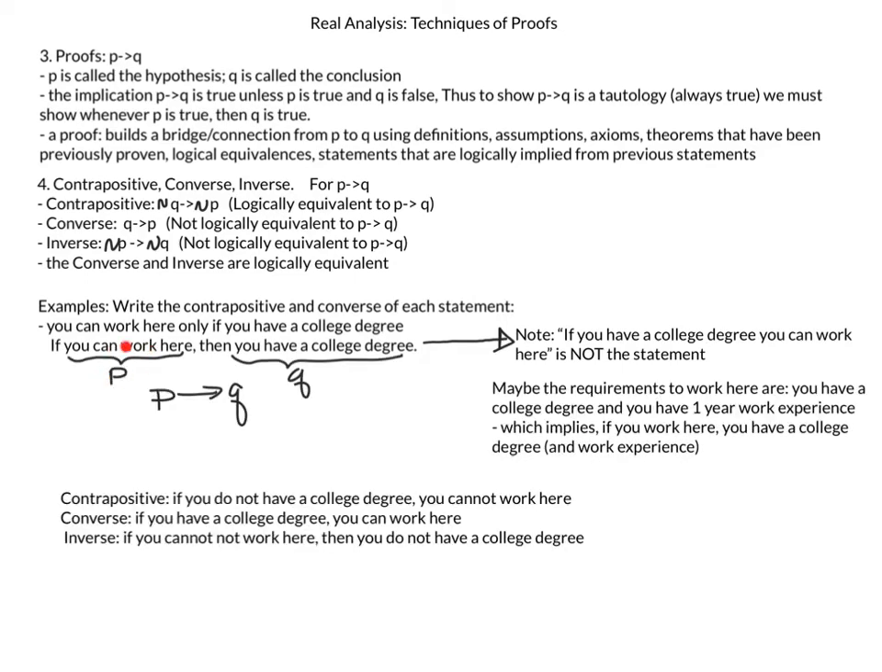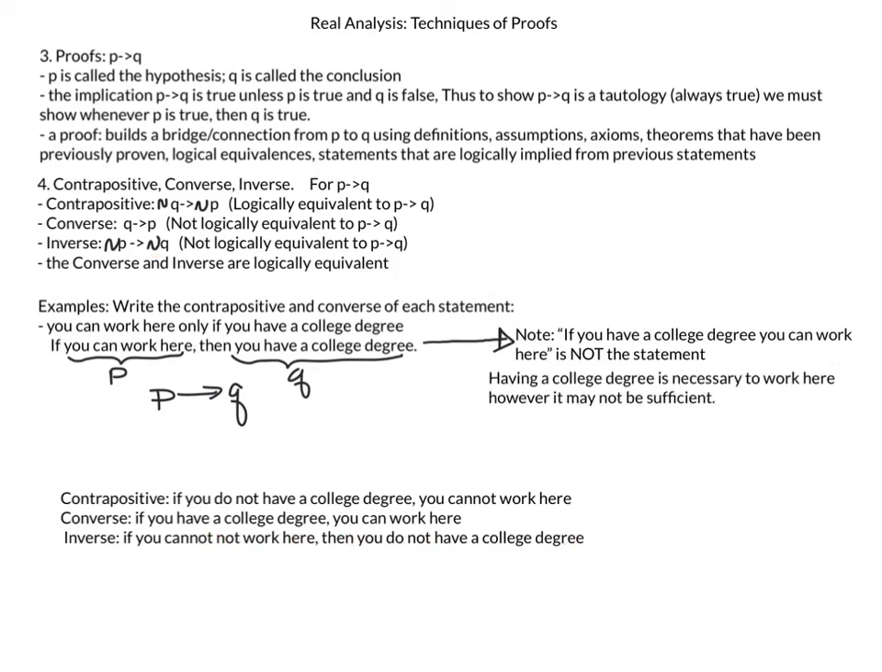Here I have identified, with my implication, P, you can work here, and Q, you have a college degree. So to do my contrapositive, I want not Q implies not P. So if you do not have a college degree, then you cannot work here. The converse is Q implies P. If you have a college degree, then you can work here. And the inverse, not P implies not Q. If you cannot work here, then you do not have a college degree.